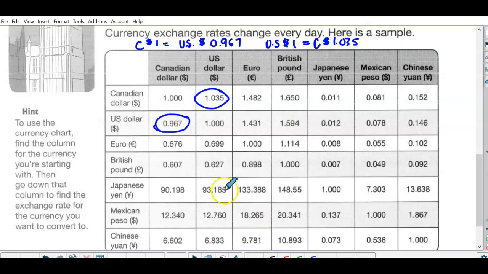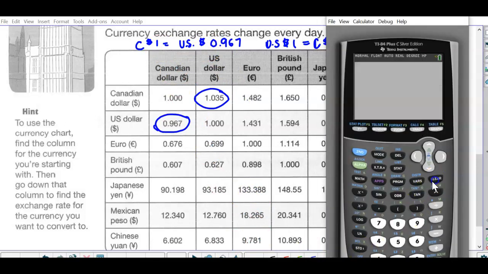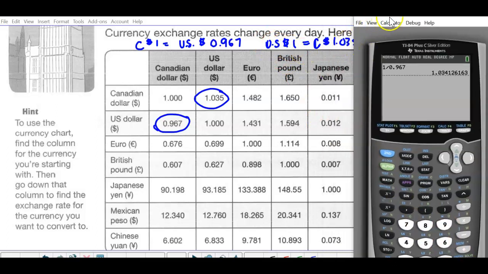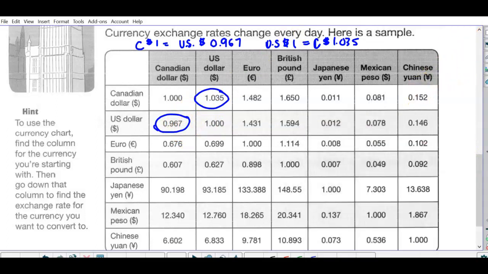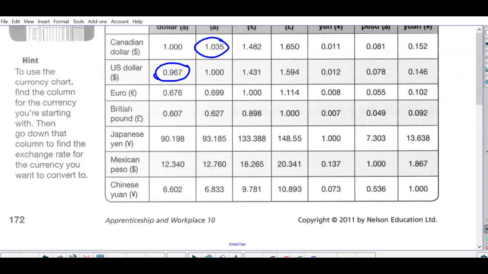And you can see if you divided 1 by 0.967, you'll get very close to this, right? The reason why it's not exactly the same is because of the number of decimal places. So really this should have been more, because these are the more exact. This was rounded to 0.967. Really there were more decimal places, okay? All right, so we're going to use this. Look to the next page.